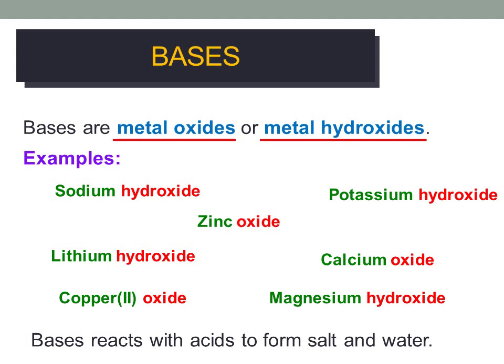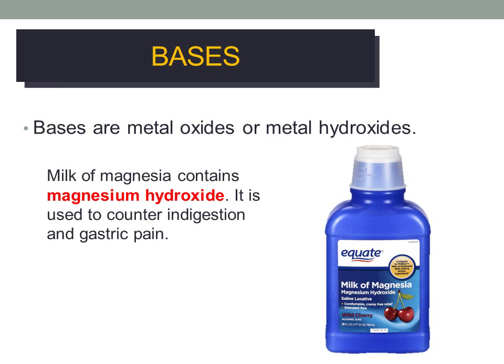Recall that we have already learned that bases react with acids to form salt and water. Hence, one common application of the base magnesium hydroxide is to neutralize the excess acid in our stomach when we suffer from gastric pain. Magnesium hydroxide is commonly known as milk of magnesia.